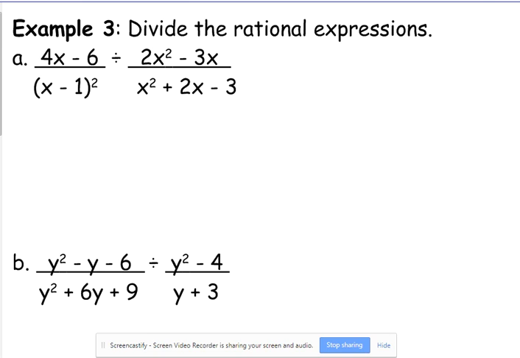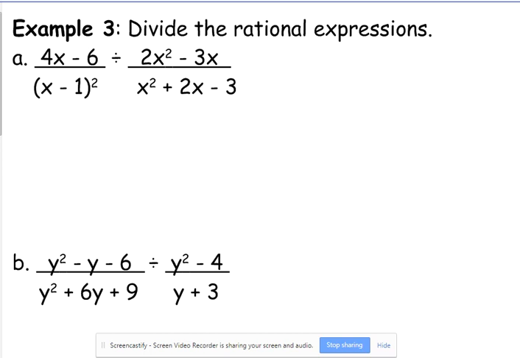The only difference between multiplying and dividing. So when you divide, what do we do when we divide fractions? Flip the second one over and it's a multiplication problem.